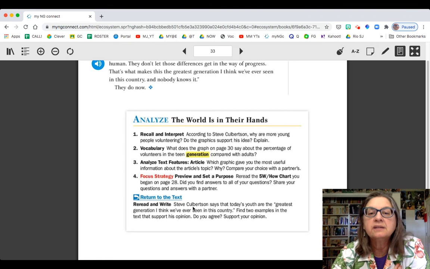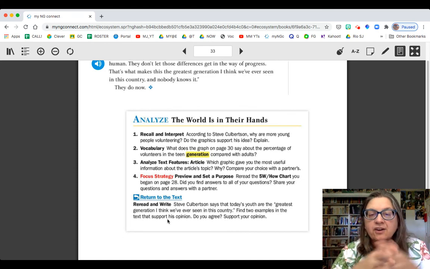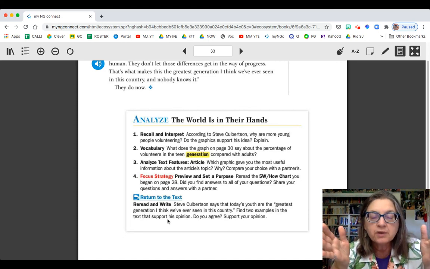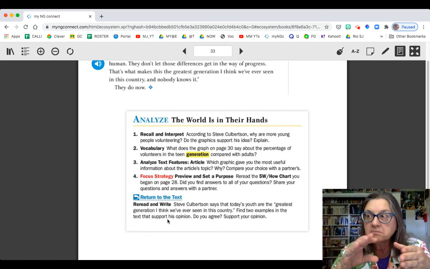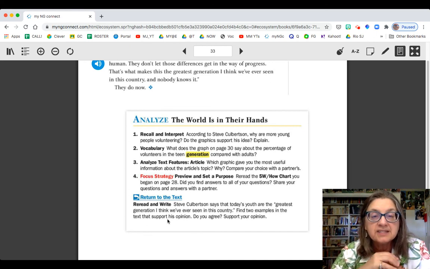Steve Culbertson says that today's youth are the greatest generation I think we've ever seen in this country. So what are two examples in that article that support that? It doesn't have to be what he said, but what are some examples in there that agree with what he's saying, that today's teenagers are the greatest generation? That's what you're going to be answering in your Flipgrid, and the rest you can put down on paper, and you'll be showing that in a further Flipgrid response lesson.